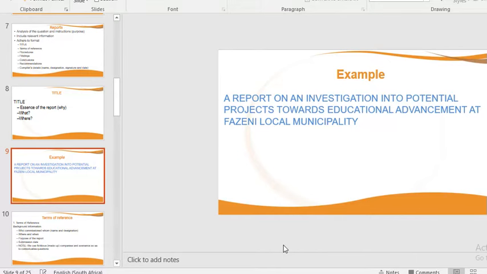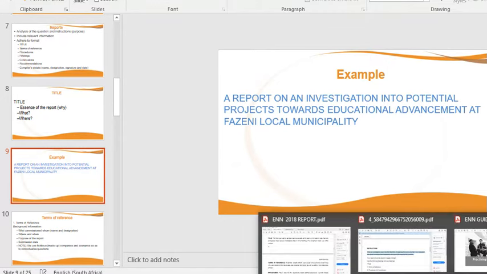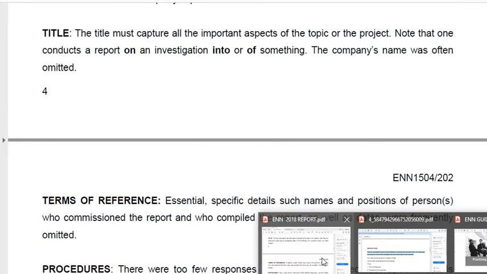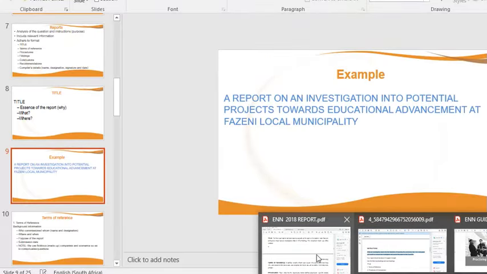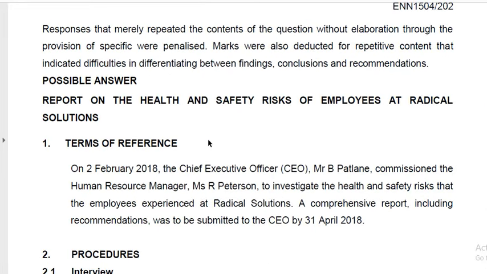We are gathering information. We want to get a clear vision of what is really expected from us. Then we go back to the memo once again. Look at this, this is the possible answer, né? Okay, I'm glad that we can edit this one. Report on the health and safety risk of employees at Radical Solutions.